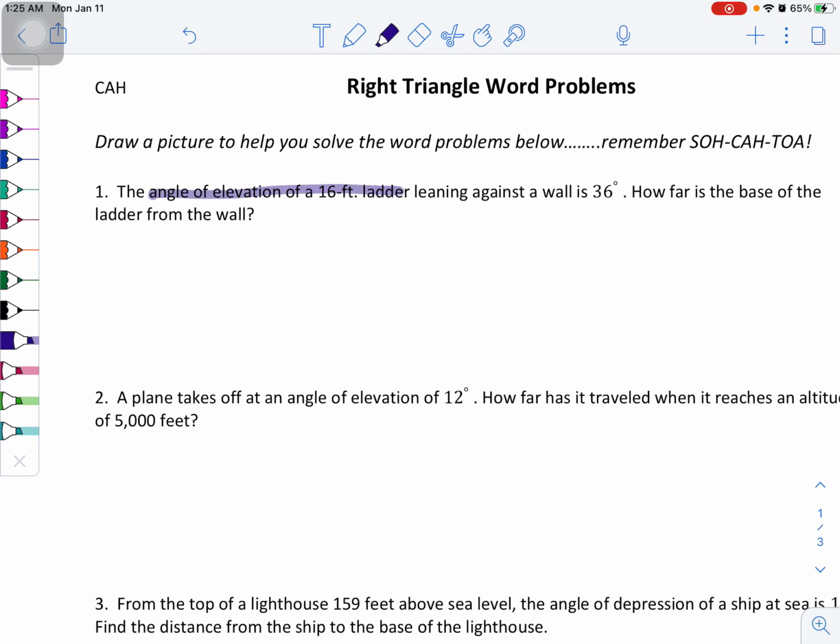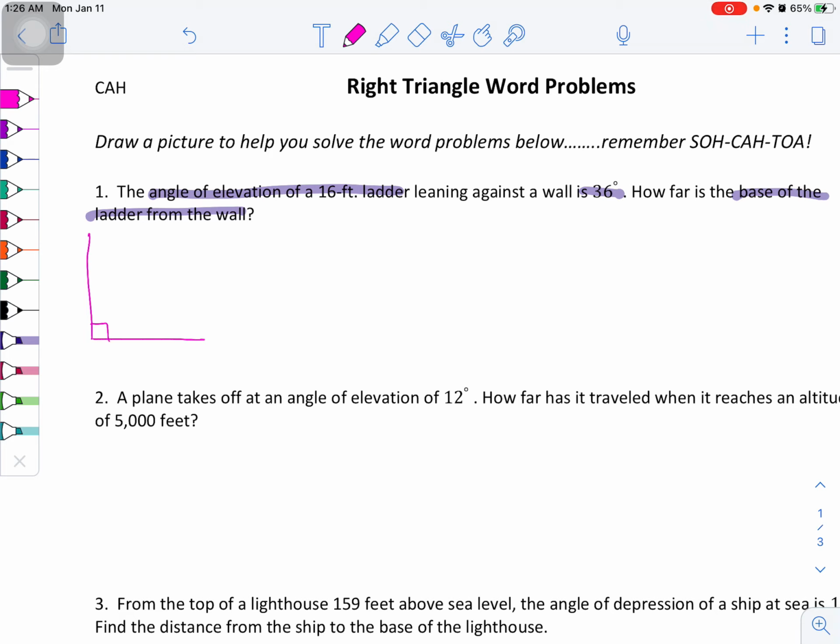It says the angle of elevation of a 16-foot ladder is 36 degrees. How far is the base of the ladder from the wall? Now, I am not an artist. I don't need you to be an artist. If you want to be, awesome. You're not going to be graded on your artwork.